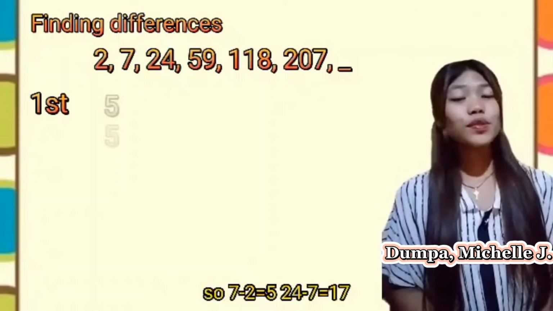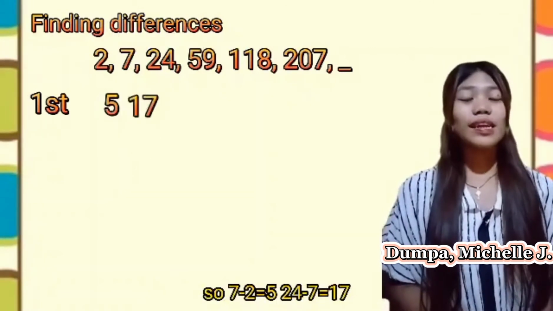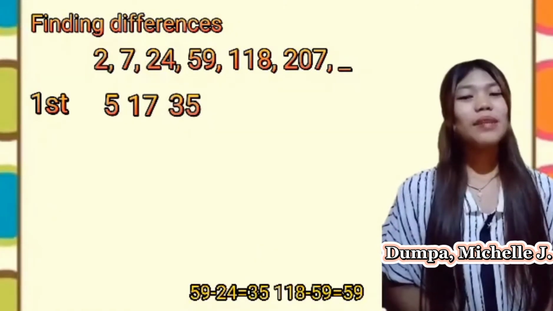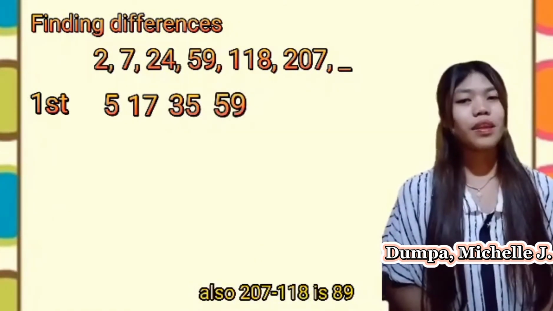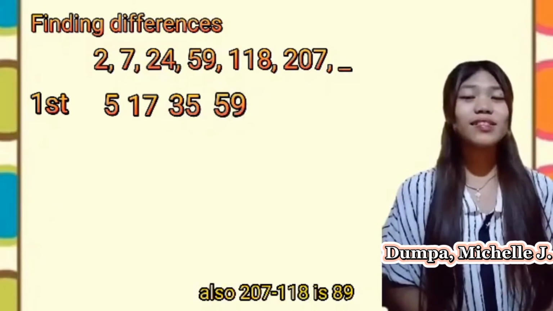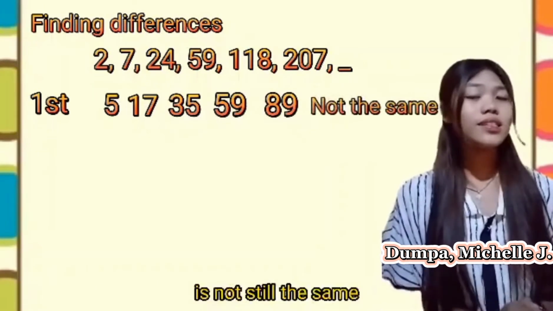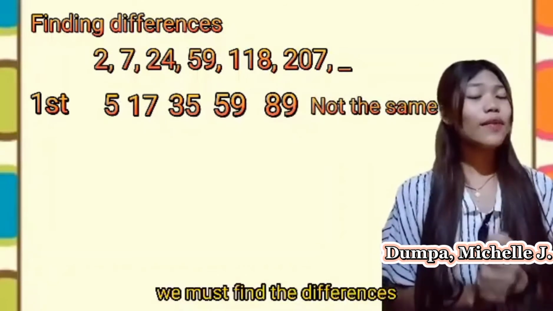So, 7 minus 2 is 5. 24 minus 7 is 17. 59 minus 24 is 35. 118 minus 59 is 59 also. 207 minus 118 is 89. So, as you can see, the first differences are not the same. We must find the differences that are the same.